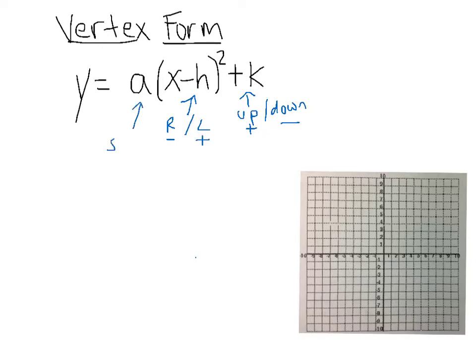The a is your vertical stretch or shrink. That's going to make your parabola appear wider or narrower, although we just know that it makes it taller and shorter. It'll be a stretch if a is greater than 1, a shrink if a is between 0 and 1. If there's a negative out front, that's going to reflect your parabola over the x-axis.